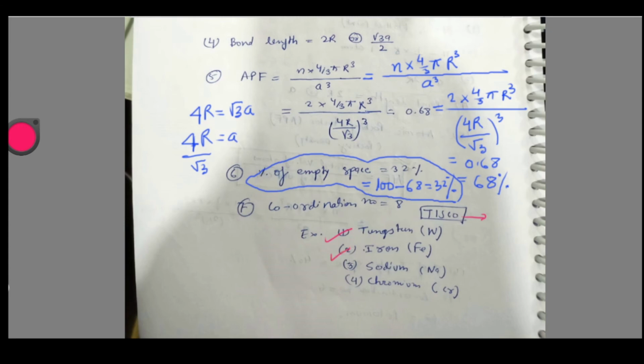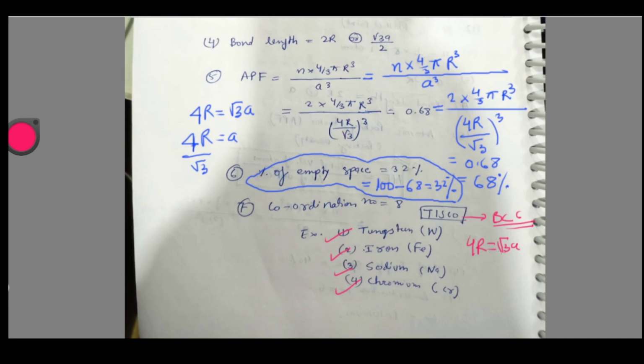I for iron, S for sodium, and C means chromium. So remember, TISCO is an example of BCC. BCC is TISCO. Okay.